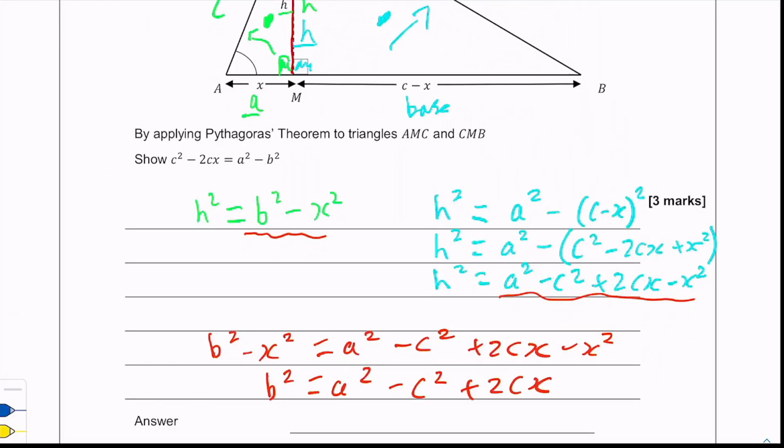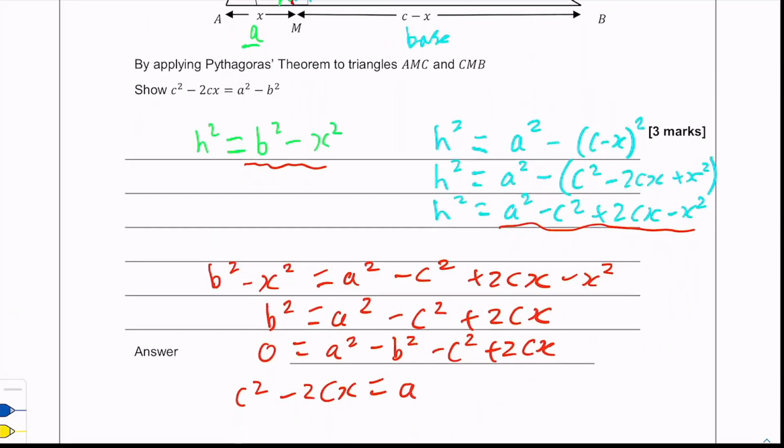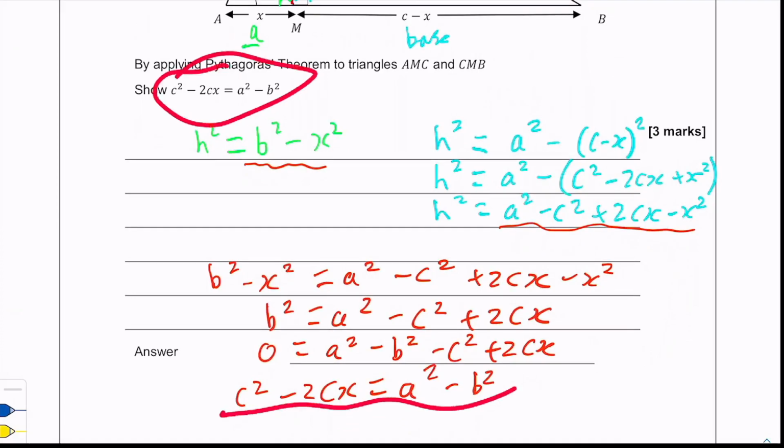Okay, and what do they want the equation to look like? They want it to look like this. So what we can do is we want to get the A and B on the same side, so let's do that first of all. So we're going to take B squared over here, so then we'll have 0 is equal to A squared take away B squared take away C squared plus 2CX. And now we just need to get the C squared take away 2CX onto the other side, so we'll do that. So we get C squared take away 2CX is equal to A squared take away B squared. And yeah, that is what they wanted, so we've got there in the end.